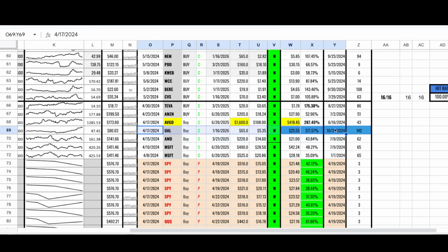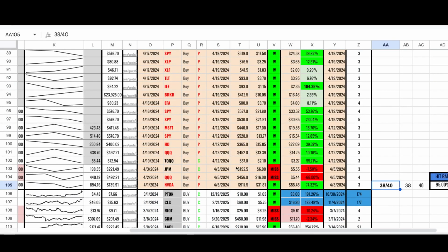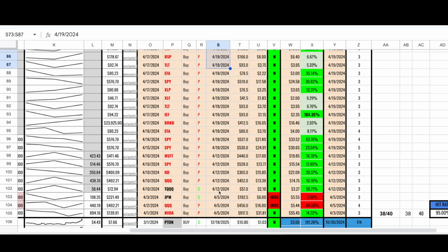United Airlines here, 377% is the one update from the month of April. 38 out of 40. The hit rate's not going to go higher for this one because these have already expired. This was one of the weeks where we saw quite a bit of weeklies and very short-term expirations that STAX AI shouted out.